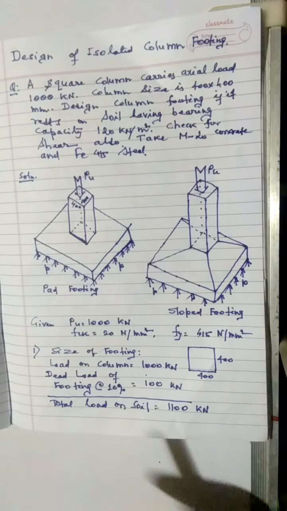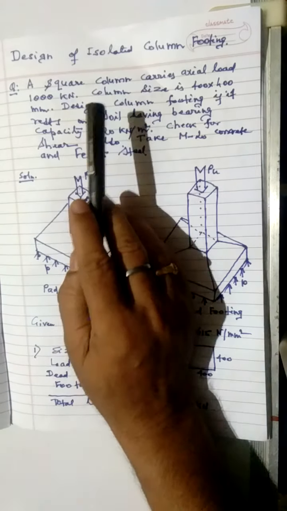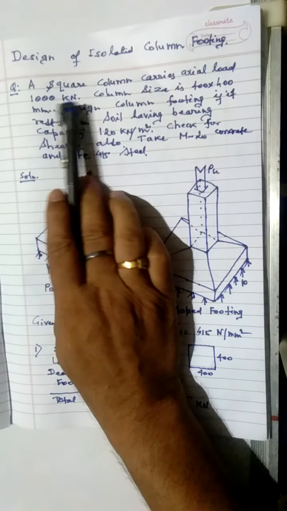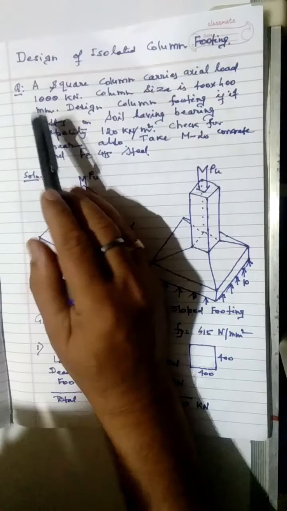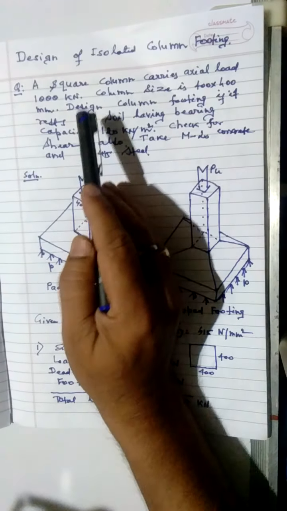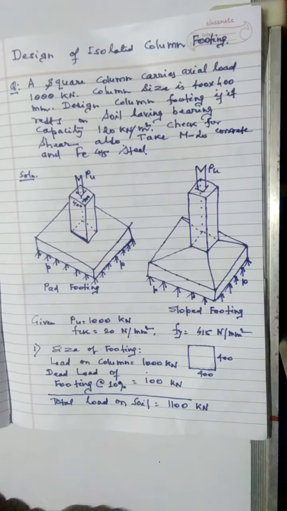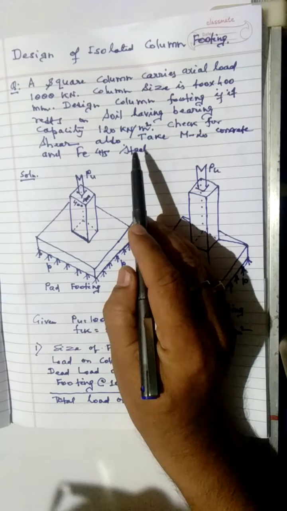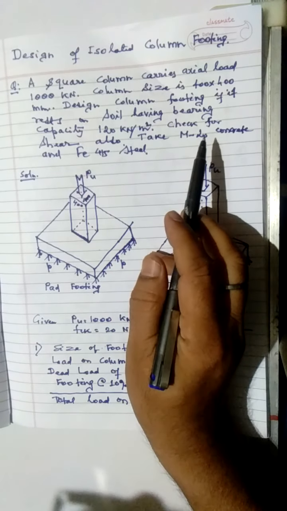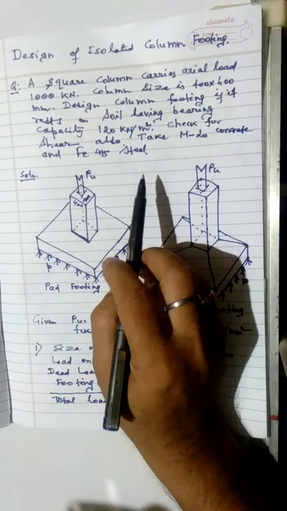To understand foundation design, we have taken a problem statement. The statement is: a square column carries an axial load of 1000 kilonewton. Column size is 400 mm by 400 mm. Design the column footing if it rests on soil having bearing capacity of 120 kilonewton per square meter. Check the footing for shear also. Take M20 concrete and Fe415 steel.